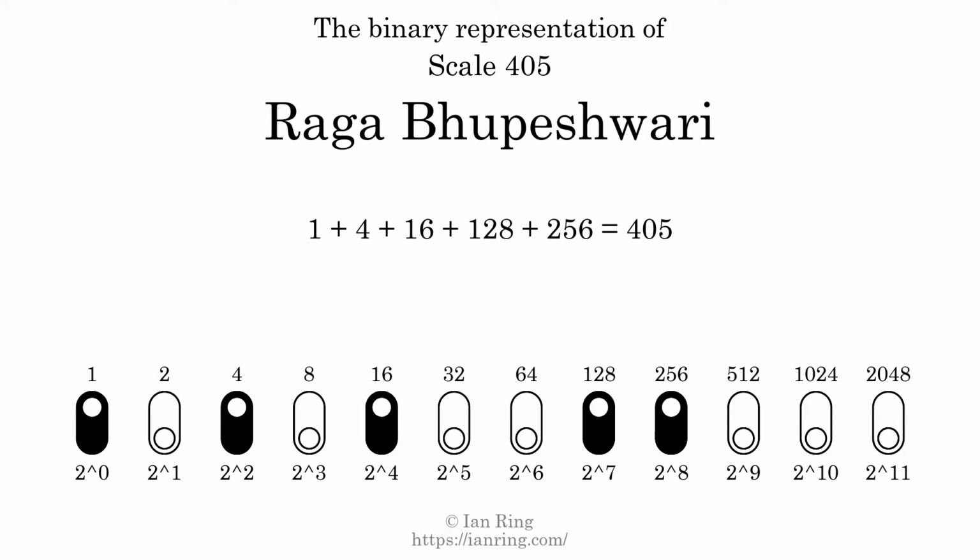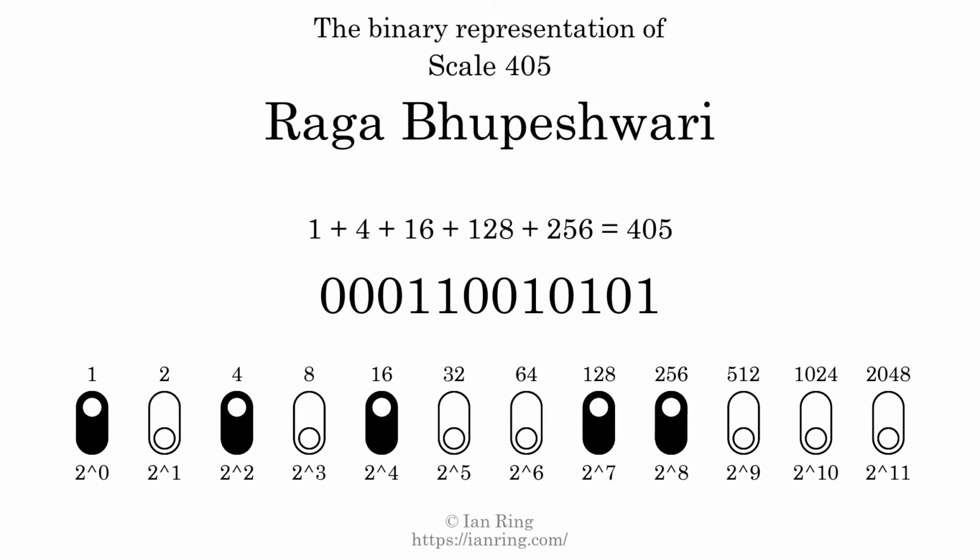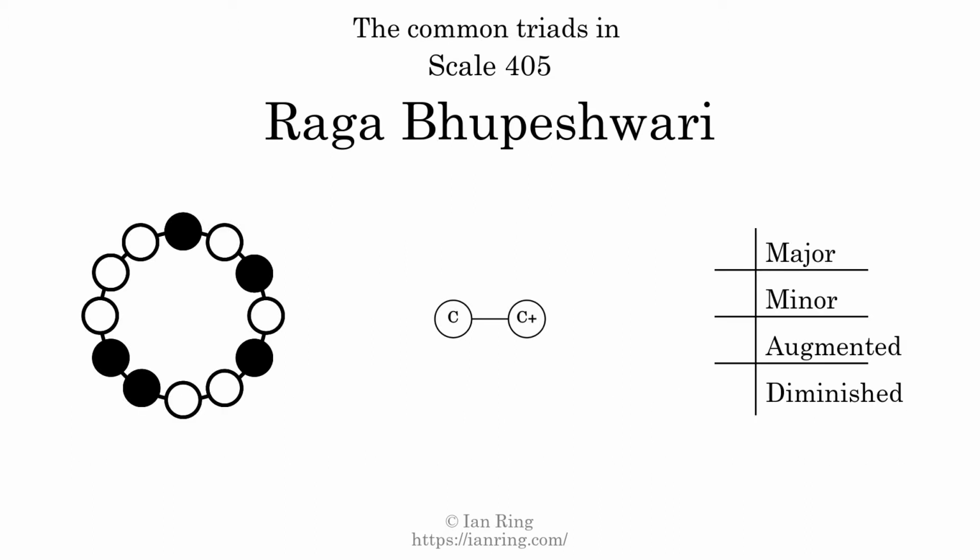The scale number not only enumerates the scale with a unique index, but it also literally describes the tonal content of the scale. Represented as a binary number in base 2, the scale number is 0001100100101. Here are the common triads present in this scale.